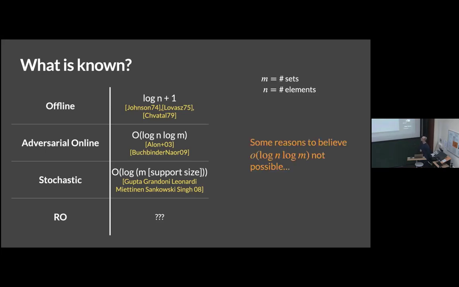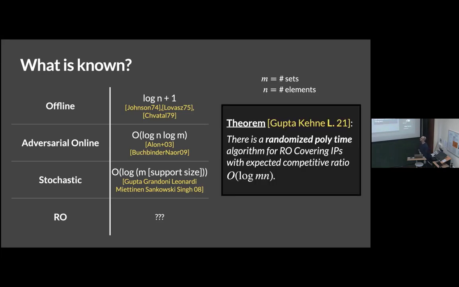Okay, so there are some reasons you might believe that you can't do better than log n times log m. Just because the algorithm for the adversarial case is very natural, it's become a natural primitive in a lot of online algorithms today. And we'll talk about why this was a natural barrier. But we show in our paper that in fact there is a randomized polytime algorithm for an even more general problem, which I'm calling the random order covering IP problem, with expected competitive ratio order log mn. So at least in the regime where m is poly n, this matches the offline bound.